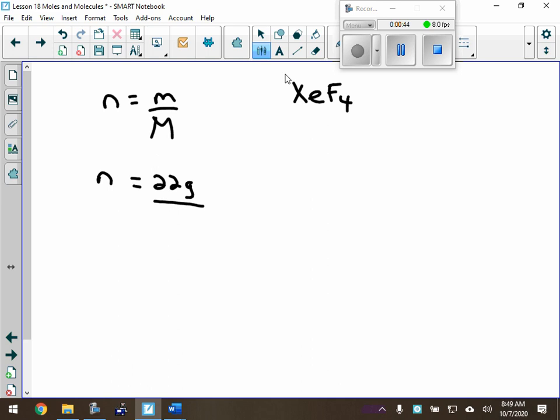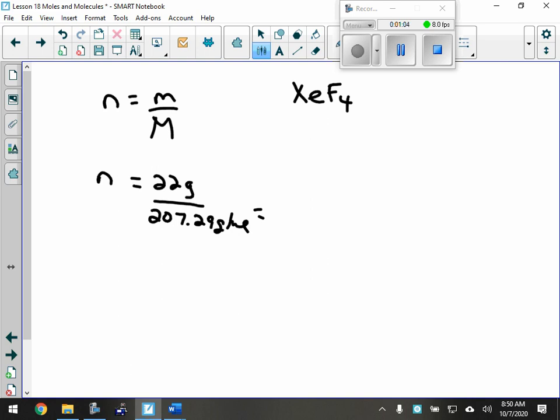How about Sydney? 207.29 grams per mole. Let's make sure we use units. I know I didn't for the other part, but let's make sure we do that. We're going to divide those two, and we should get apparently about 0.11, yes?